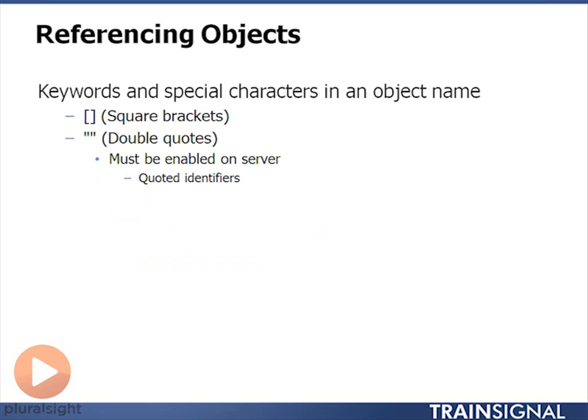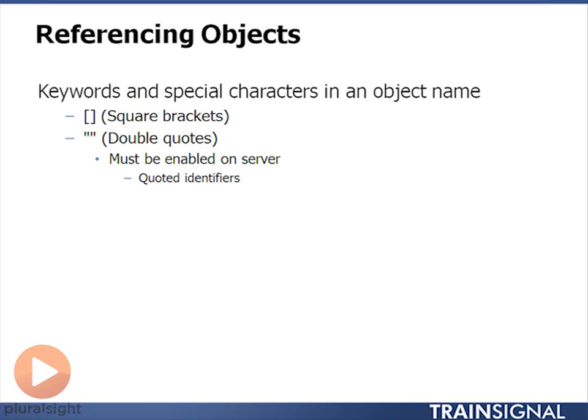SQL does have rules about object names: my object names have to start with a letter or an underscore, and then from there on forward can only contain letters, numbers, or underscores. But it is possible that you may create an object that has an invalid character. So for example, I might have a space, or other characters like that. If you have an item that has an invalid character, what you need to do when you go to reference that object is quantify that by putting either square brackets or double quotes around it.